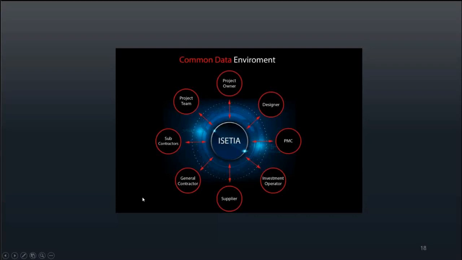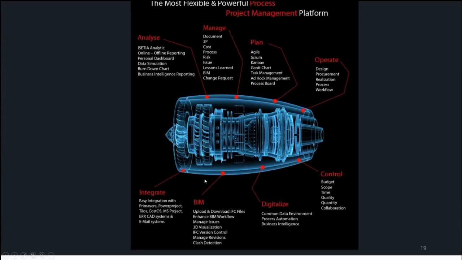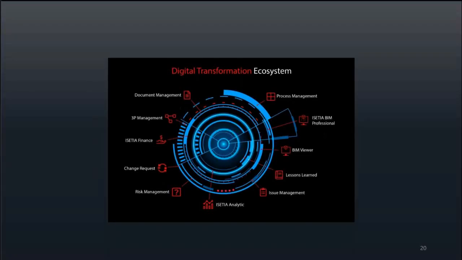And with ISETIA, we would also like to give project owners, designers, project management consultants, investment suppliers, and all the project stakeholders the possibility of working with integrated project management processes. One is a schedule, which is the Gantt chart, but we also have integrated processes. There are 400 processes implemented in this system, such as document management, portfolio management, finance, change orders, risk management, and analytics. These are the modular base of the ISETIA system.